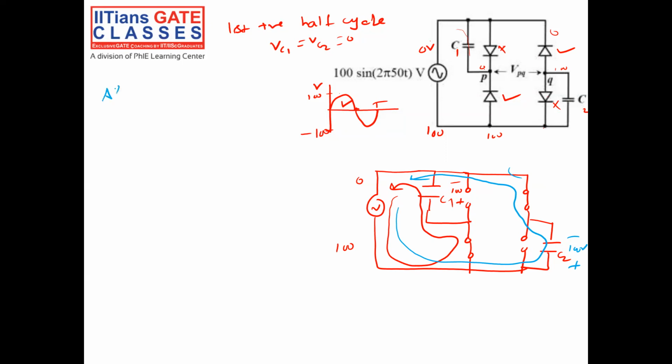So after the first negative cycle, VC1 is equal to 100 volt, but positive will be at the bottom plate. Similarly, VC2 is equal to 100 volt, positive at the bottom plate. Okay, this is the condition after my first negative cycle. Then we will go to the second positive cycle, and we will see what will happen.